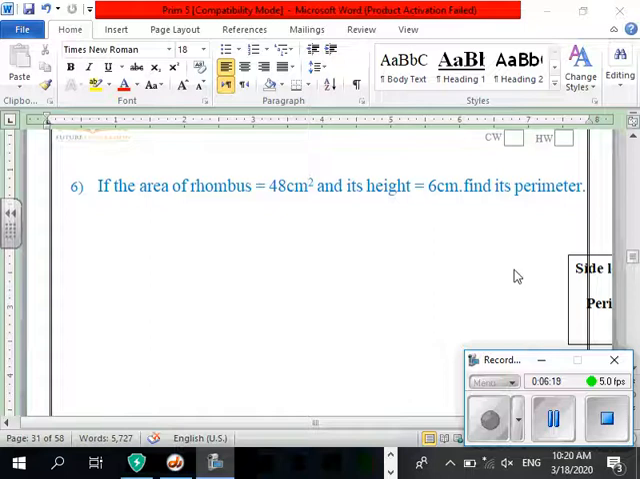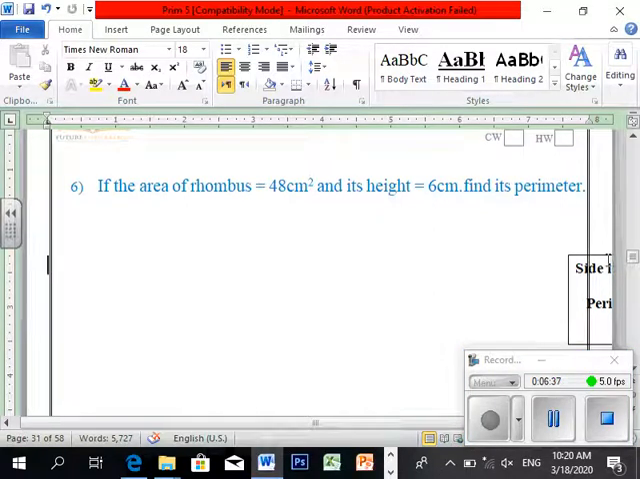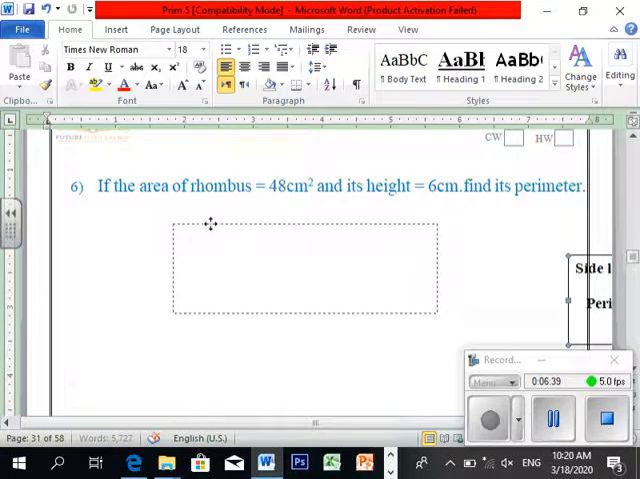Okay, now we have another exercise. If the area of the rhombus equals 48 centimeters square and its height equals 6 centimeters, find its perimeter. Okay, let's take it step by step. First, to find the perimeter of the rhombus, we say that the perimeter of the rhombus is like the perimeter of a square, equal to side length by 4.